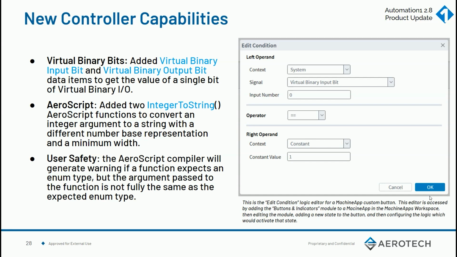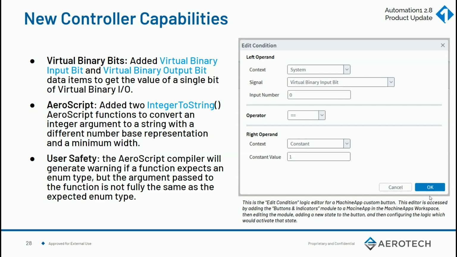Now you can save or change virtual binary IO and you can write logic around it, including over here in the edit condition logic editor. This is inside of a machine app for a custom button. So now you can have custom buttons show different states based upon virtual binary input and output bits. It's very useful to do this when setting up state logic for your custom buttons and your custom indicators in a machine app, which is the HMI tool in Automation 1.